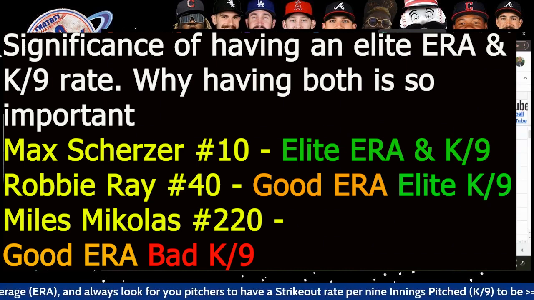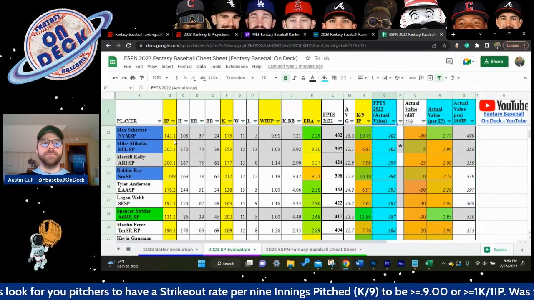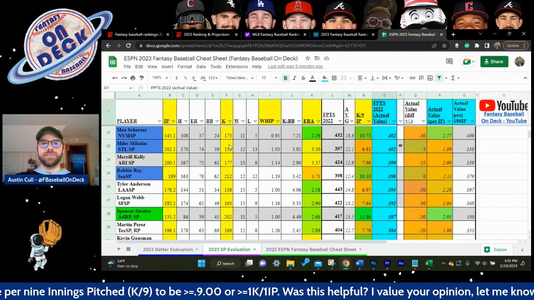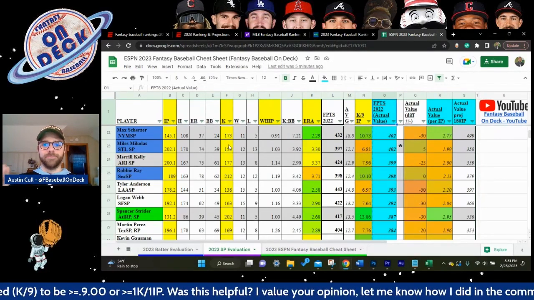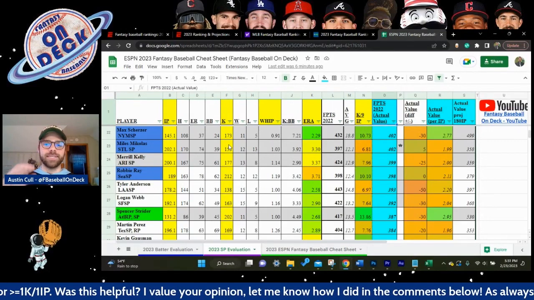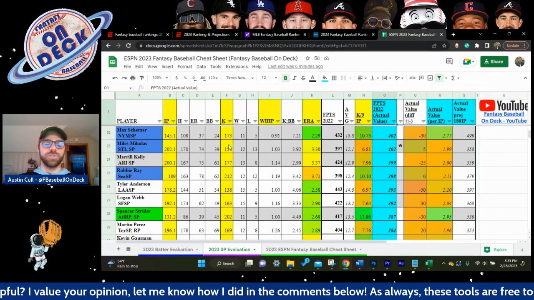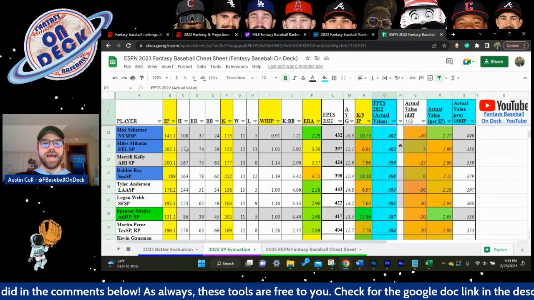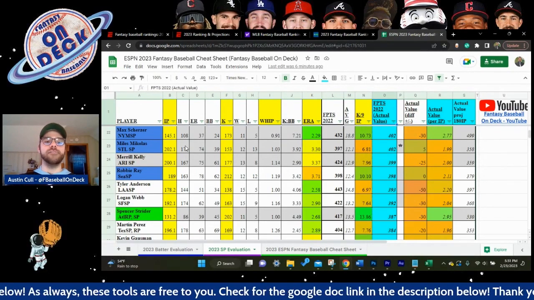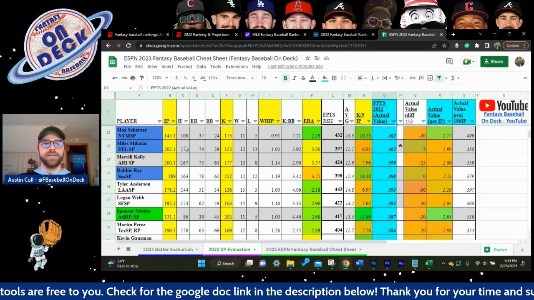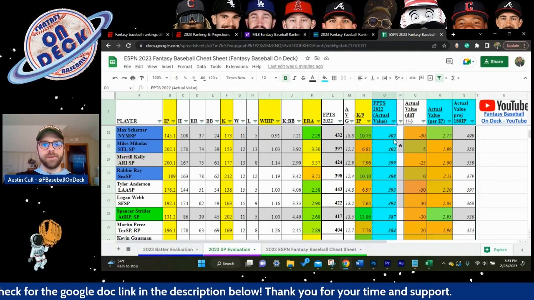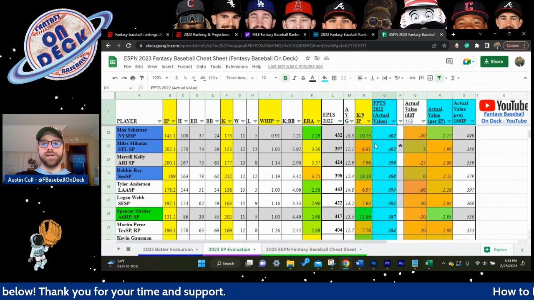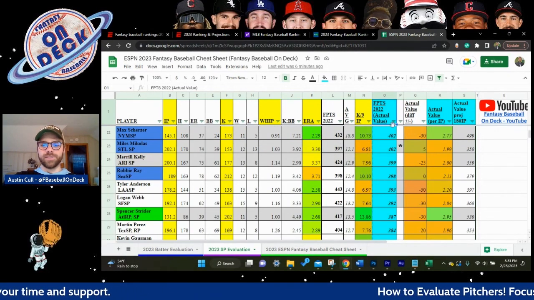Miles Mikolas was a marathon man this past year. He had 202 innings pitched, but had 153 strikeouts, so a very, very poor strikeout rate. He only has around 6.8 strikeouts per 9 innings pitched, which is way below. It's not someone we'd be super interested in, but it paints the picture: he had 55 more innings pitched than Max Scherzer did, and taking away their wins and losses, they scored the exact same amount of points.